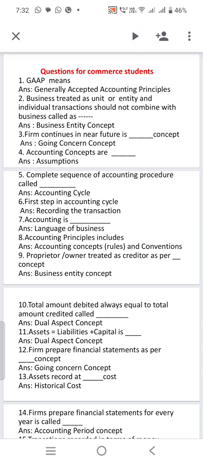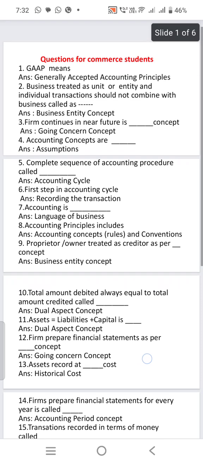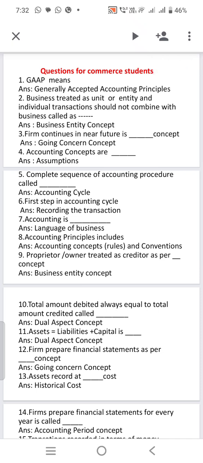Then the third one is whatever transactions we record in accounting, we express in terms of money. Always we record the transactions in terms of money. Those transactions which cannot be expressed in terms of money will not get a place in accounting. So the third aspect of the accounting definition is in terms of money. The fourth one is only the financial character transactions and events will be recorded in the accounts.